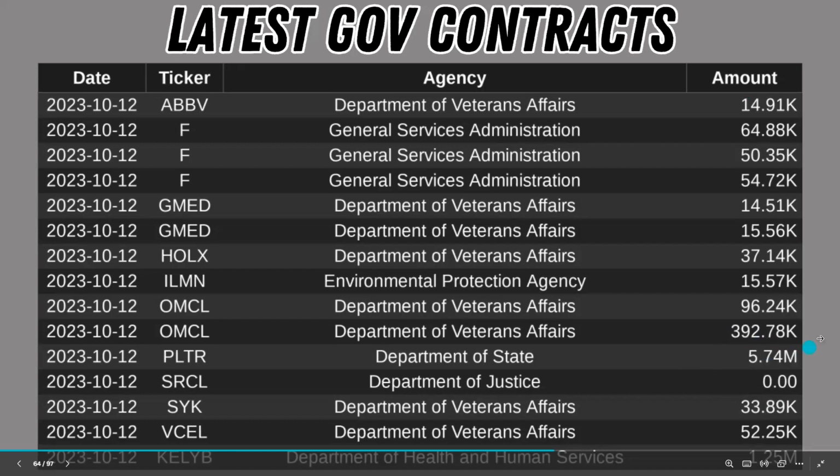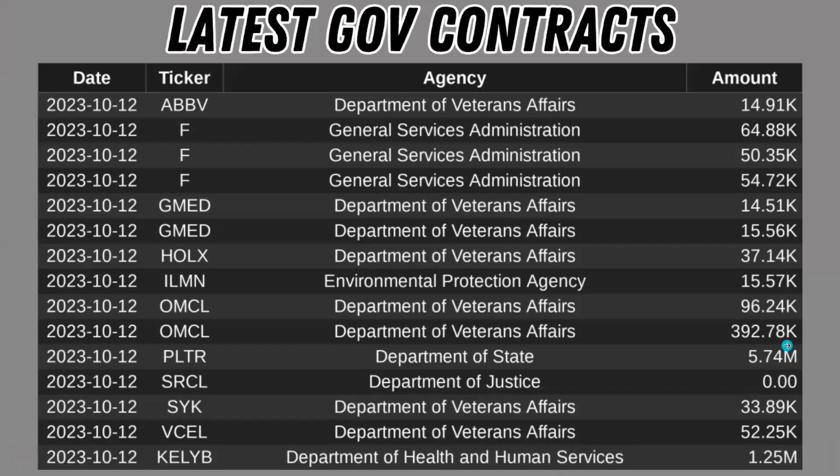And it's very possible that if tensions continue to escalate in the Middle East, okay, it's very possible that Israel may reach out to Palantir for contracts, or that they may get future contracts from the U.S. government, if things sustain and tensions continue to rise over there in the Middle East.